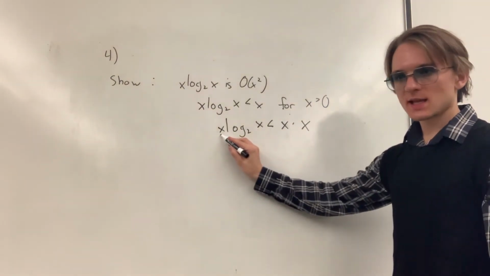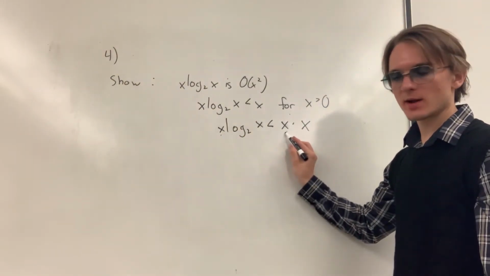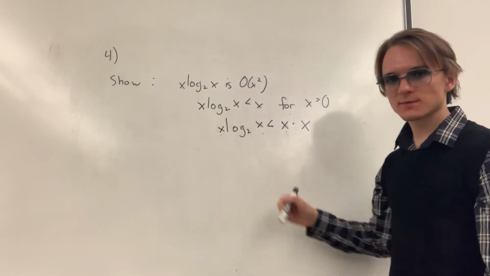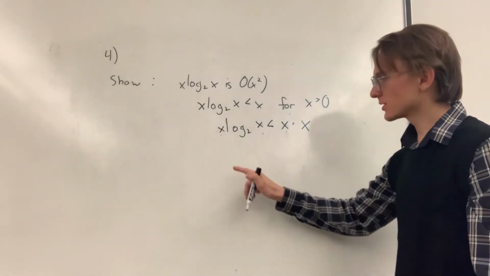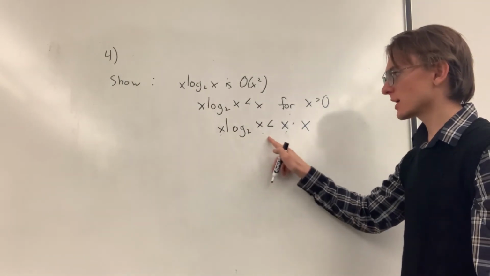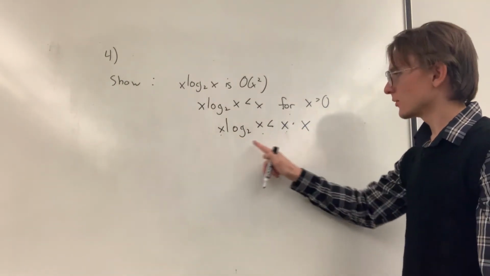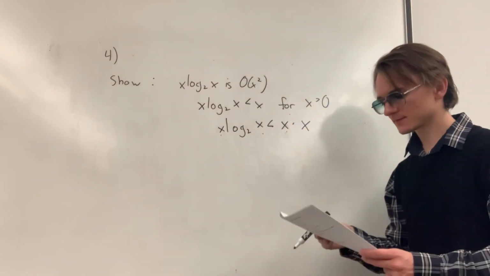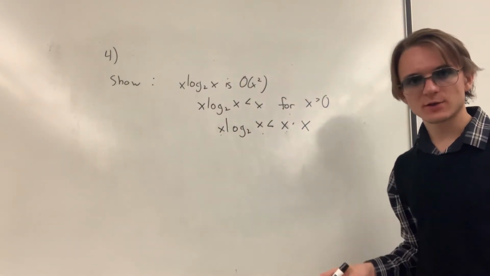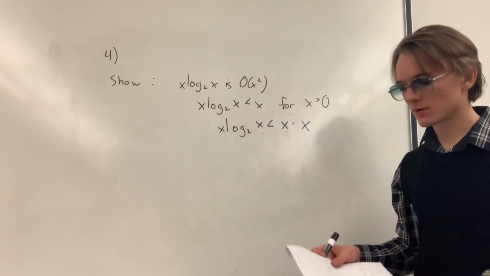This x remains the same. This x matches up with this x here on the right. But log base 2 x, we increase the growth rate to match the x. So we convert the log base 2 x into an x. We have that this following expression is less than x times x, again using this definitional method that we've been using for the previous problems.